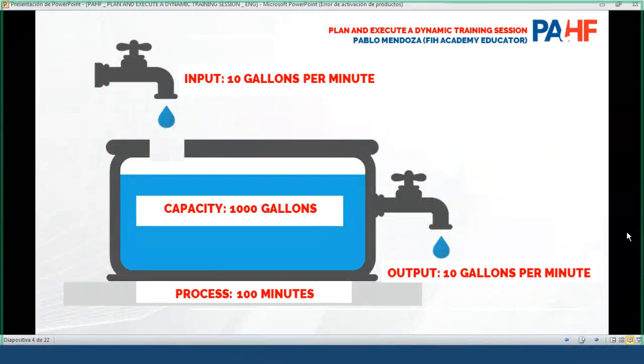Let's say that we have a water tank that has a capacity of 1,000 gallons. There is an input that fills 10 gallons per minute of water, and an output that delivers 10 gallons per minute as well. Therefore, the process between the time 10 gallons go in until they go out is 100 minutes. Once again, this is a very linear example, a perfect example. I mean, there are no external variables. We have 10 gallons going in per minute, 10 gallons coming out, and there's a capacity of 1,000 gallons. Therefore, every time that 10 gallons go in, they take 100 minutes to go out.